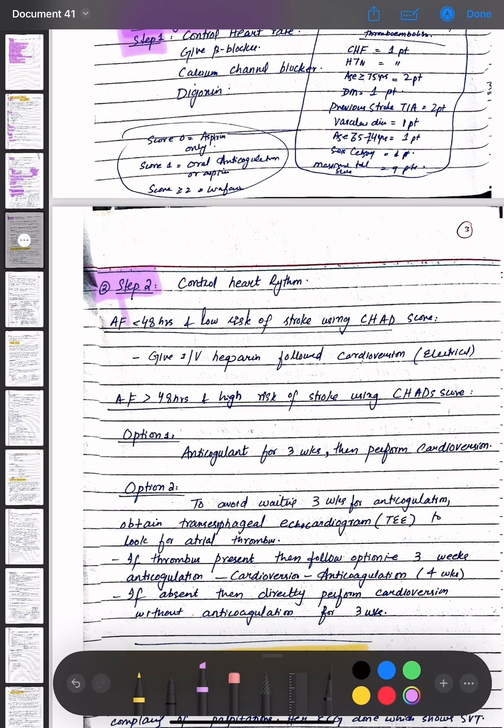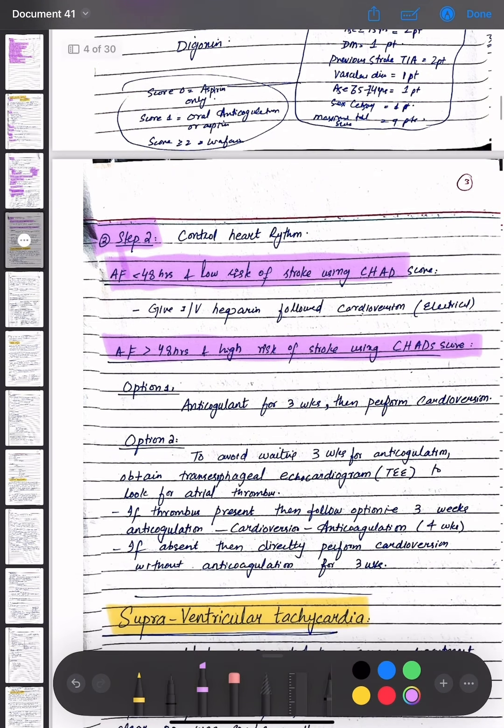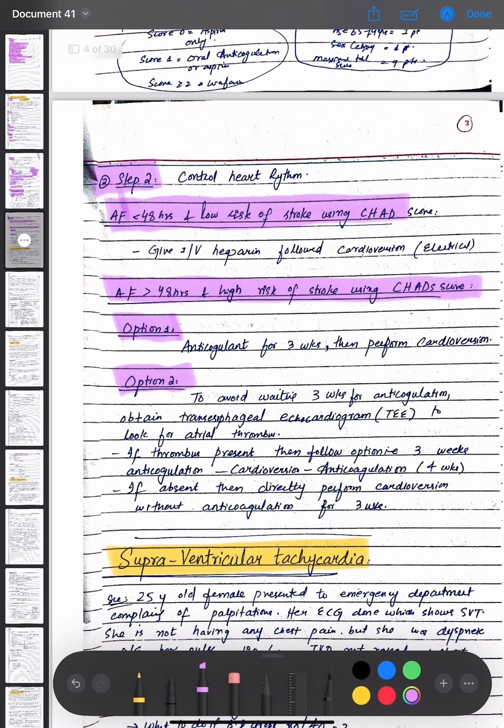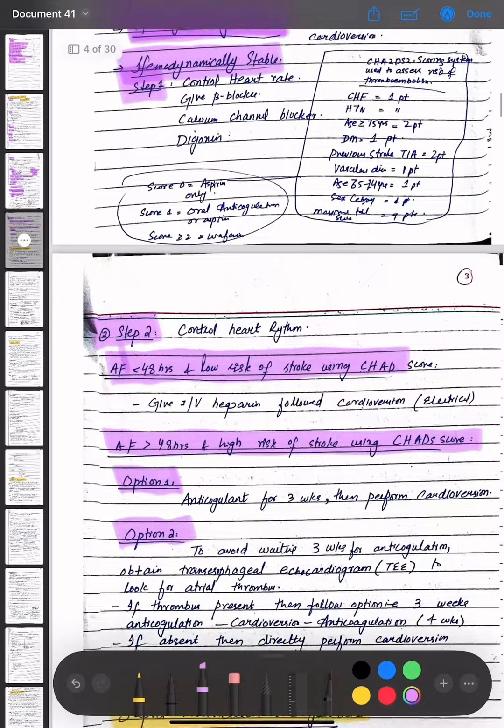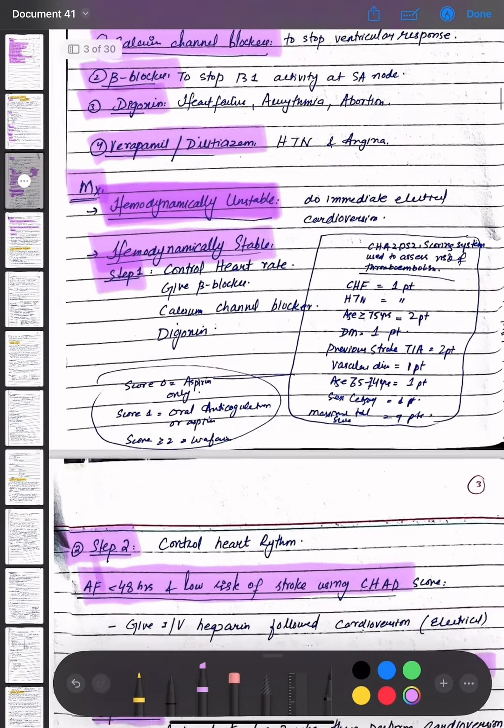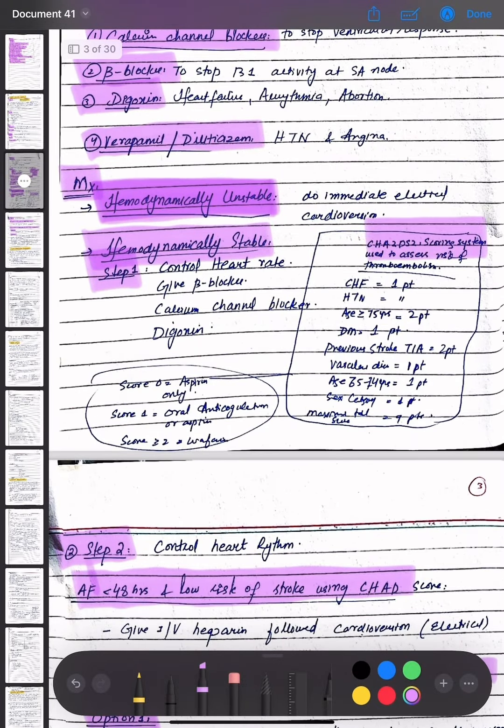If atrial fibrillation is greater than 48 hours and at high risk of stroke using the CHADS score, then option 1 is to give anticoagulants for 3 weeks, then perform cardioversion. Option 2 is to avoid waiting 3 weeks for anticoagulation: obtain a transesophageal echocardiogram to look for atrial thrombus. If thrombus is present, then follow 3 weeks of anticoagulation, cardioversion, and anticoagulation for 4 weeks. If absent, then directly perform cardioversion without 3 weeks of anticoagulation. This is the CHADS scoring system for atrial fibrillation, which is used to assess the risk of thromboembolism.